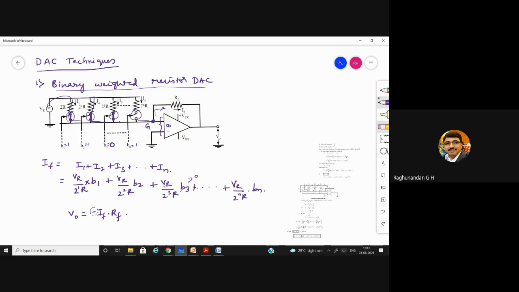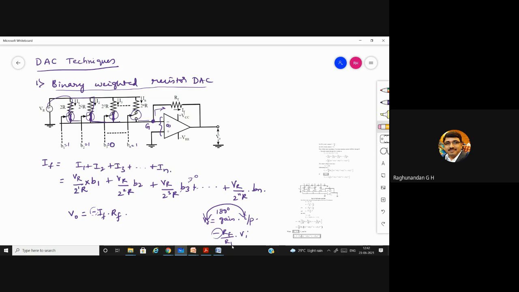Even the generalized form, we will write V naught is equal to gain into input for the op amp. So let us take the inverting op amp. You'll get minus RF by R1 into VI. So this doesn't indicate that gain is negative or input is negative. It is just indicating that output and input have a phase difference of 180 degrees and are inverse of each other. That's it.